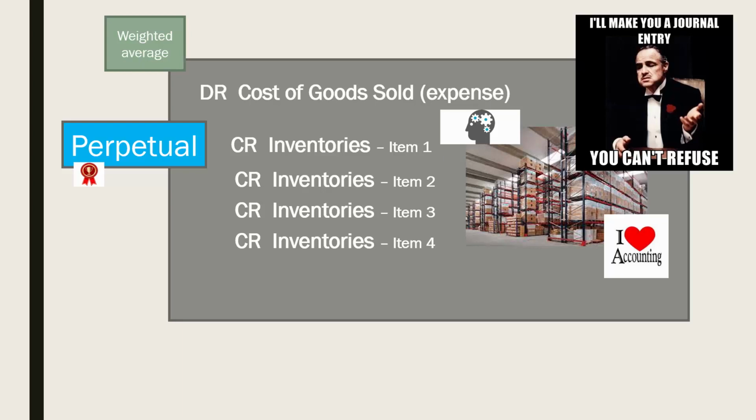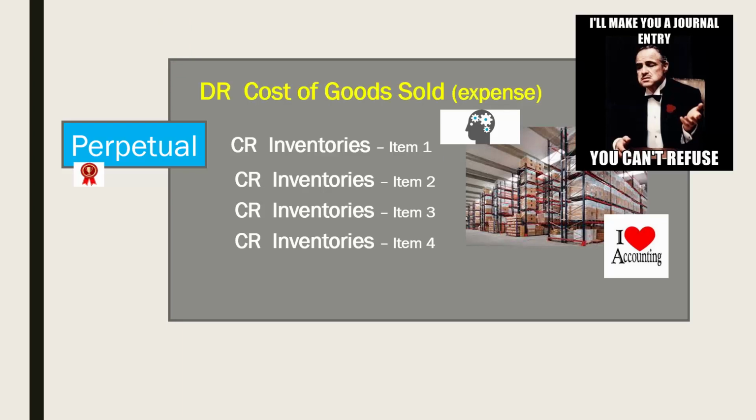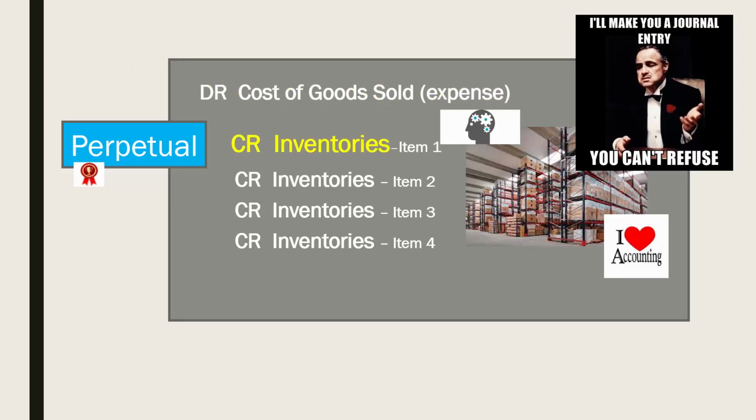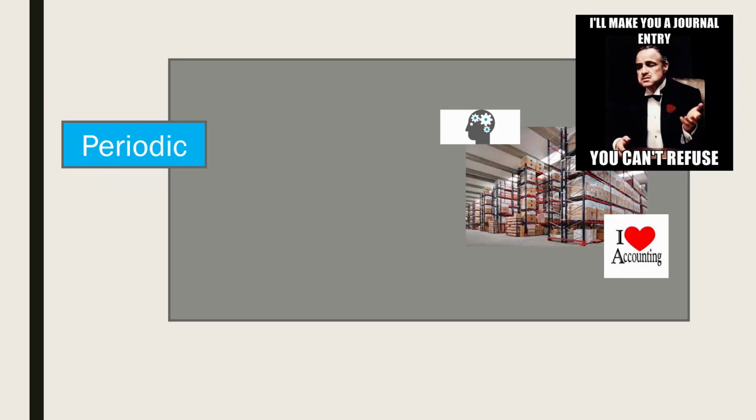The costs of each item of each product, based on the cost formula which Coles is using, which is weighted average, is debited to cost of goods sold, an expense, and also credited to inventories, reducing inventories, an asset. For firms using the periodic method, there are no journal entries recording cost of goods sold.